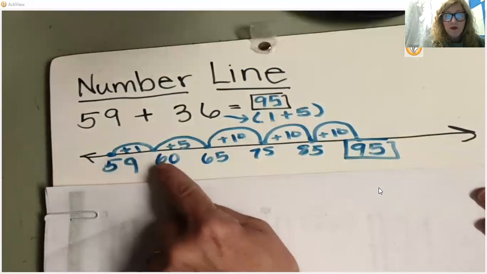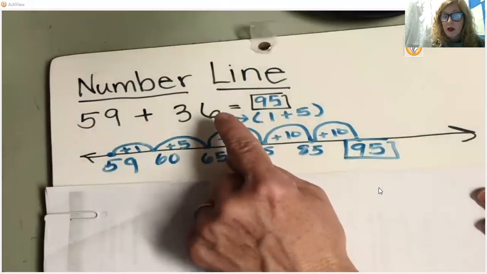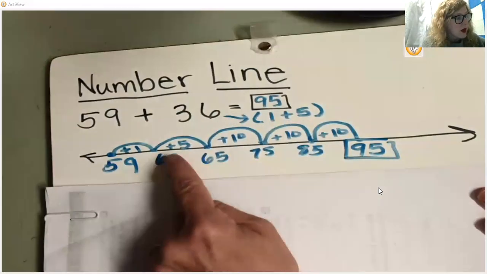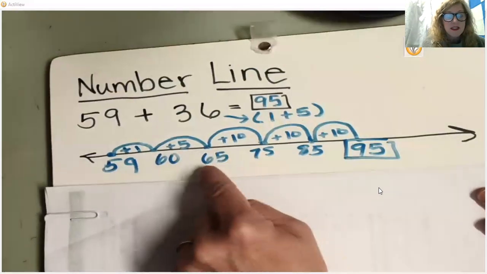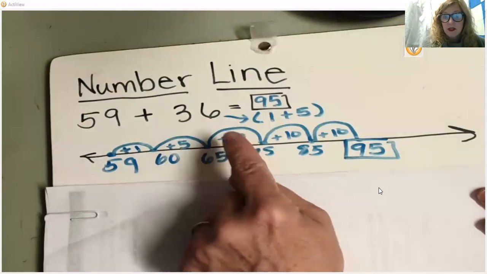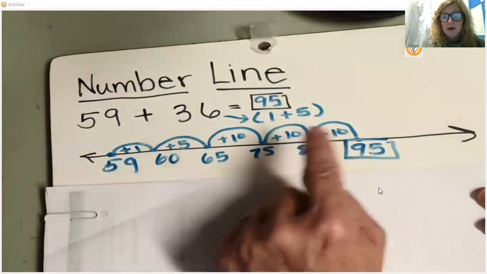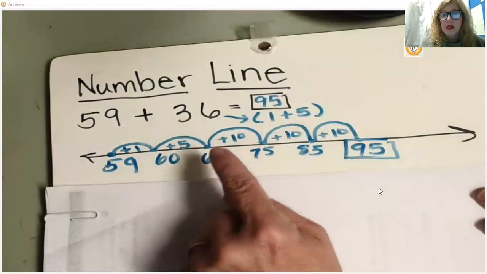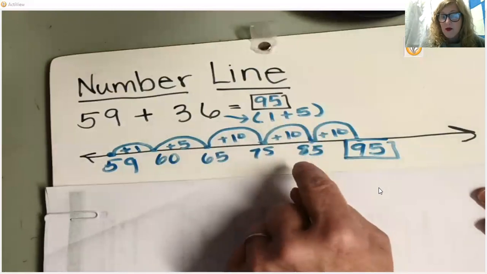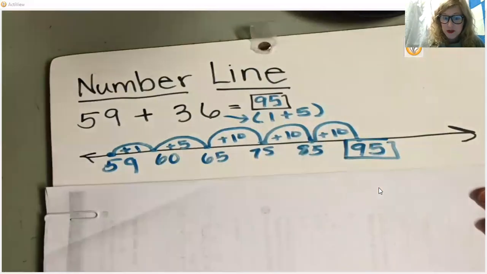60 is only 1 away from 59, so I thought, okay, if I take 1 of the 6, I have 5 more I need to go up. So I went up 5 after that and ended on 65. Now I'm going to add my tens. 30 has 3 tens, so 1 ten, 2 tens, 3 tens. When I go back to the 65, I add 10, I end up at 75. Plus 10 is 85. Plus 10 equals 95. So 95 is our answer.